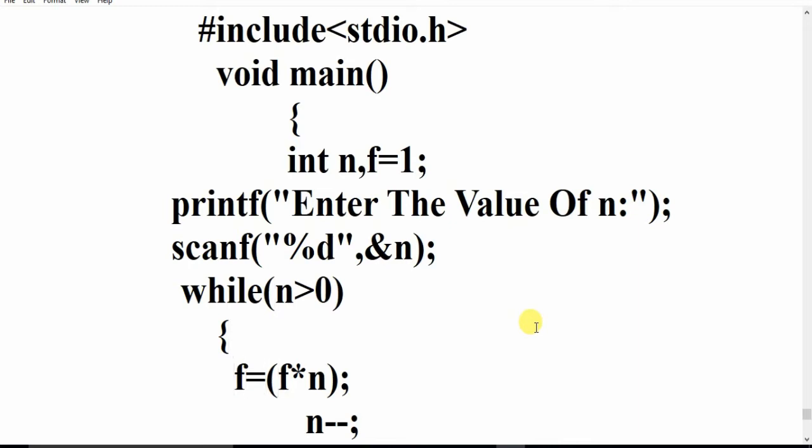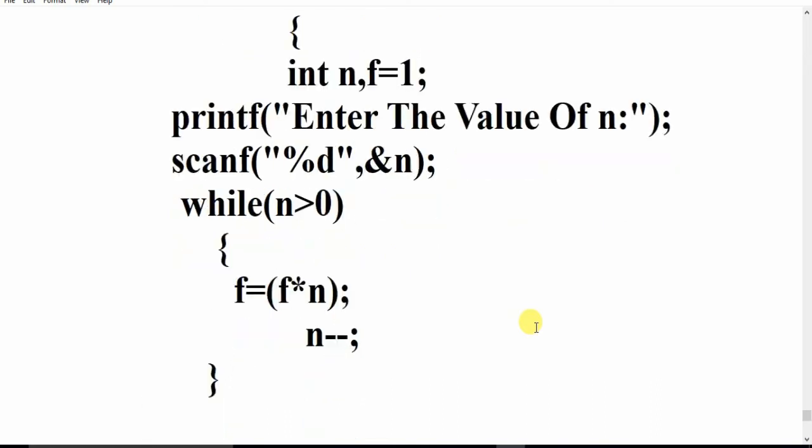What is the f value already? 60. The n value 2. 120. n minus minus, 1. 1 is greater than 0 again. The condition is true. The f value is already 120. Multiplication by 1, 120. n minus minus again, 1 minus 1, 0. 0 greater than 0, the condition is false. Now it will come out of the while loop.